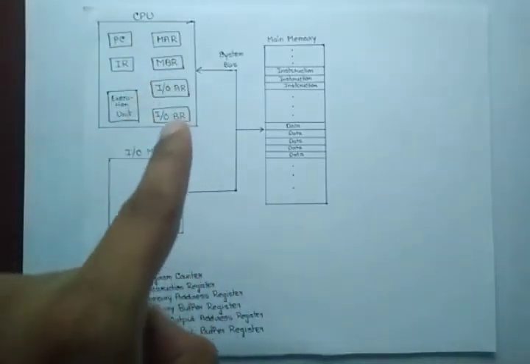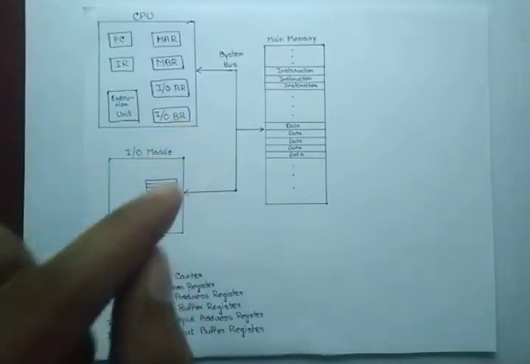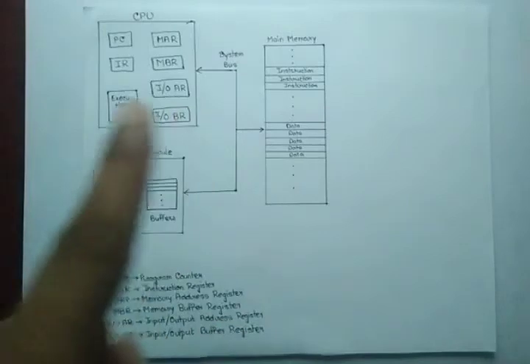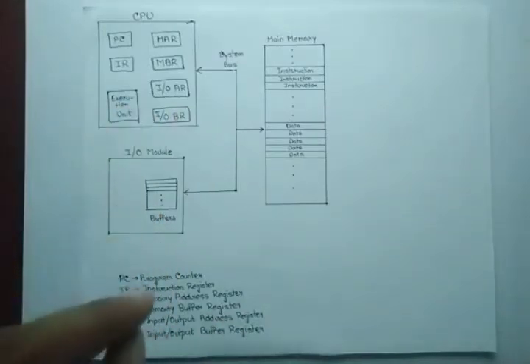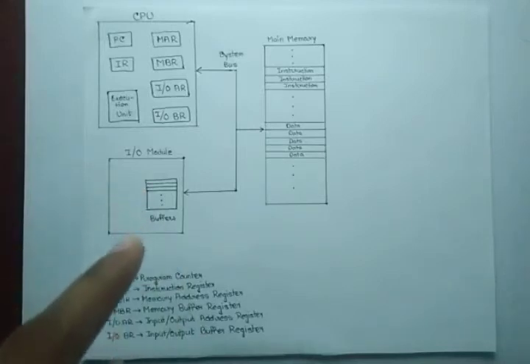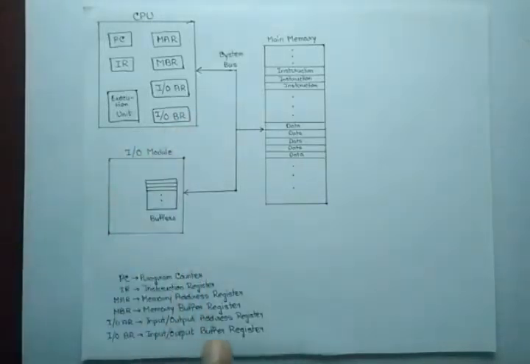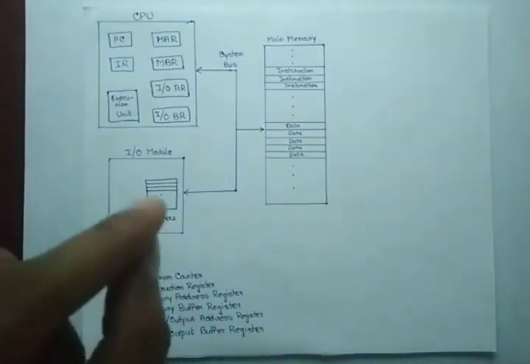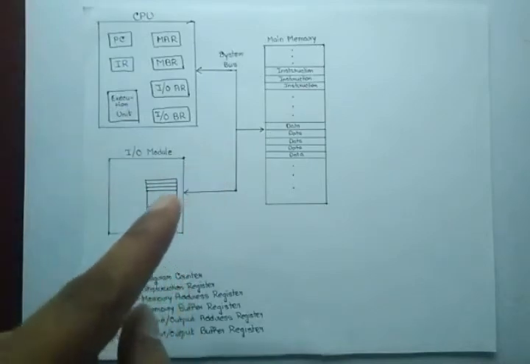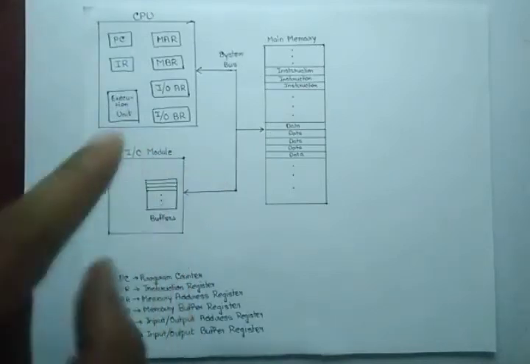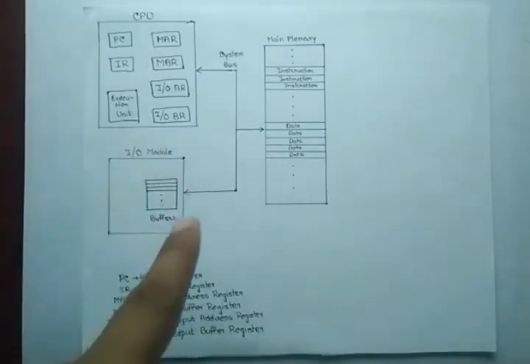Then we have the IOAR. It stands for input output address register. Now this stores the address of the particular input output device which is currently being operated by the CPU. Then we have the IOBR. It stands for input output buffer register. Now this stores the data which needs to be transferred to the input output device, or the data which is currently being transferred from the IO module to the CPU.